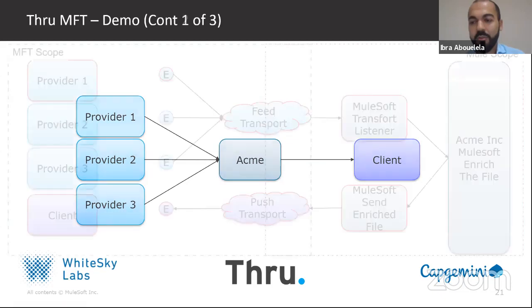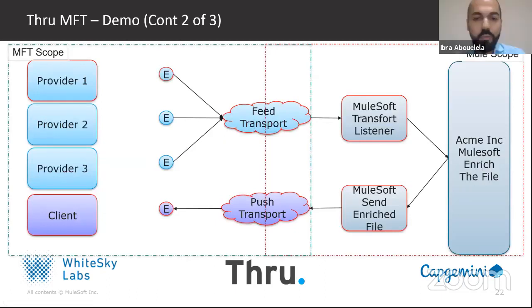consumers. Broken down according to the Thru MFT entities, it will look something very similar to that. We're going to have providers here, each one with its own endpoint, and we're going to have a feed transport, which these providers will submit their data into. Then we will have MuleSoft coming into the picture and consuming the file from the feed transport, doing some processing on it, enriching the data and sending it to the push transport, where it gets transmitted to clients.